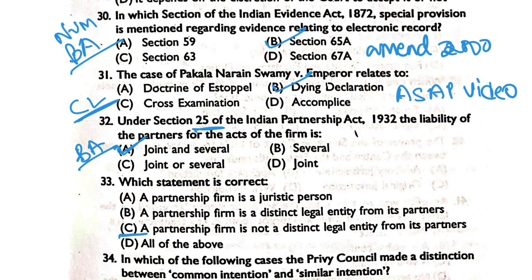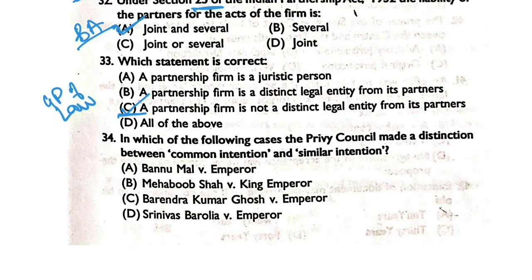Question 33. Which statement is correct? A partnership firm is not a distinct legal entity from its partners. That is C. It's a general principle of law. If you've done Partnership Act, even if you know the basics, you should know that. That a partnership firm is not a distinct legal entity. It is not a juristic person.